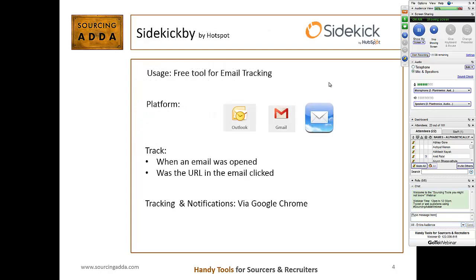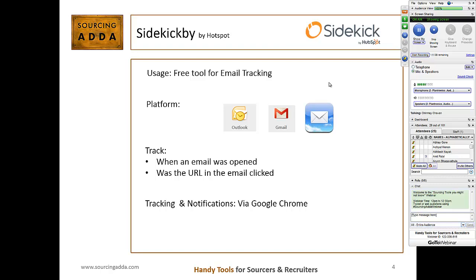So Sidekick, which is by HubSpot. It's a free tool for email tracking, and we'll see how we can track emails through this. This tool is available to be used on Outlook, Gmail, and Apple Mail. Normally when you send an email, we have a feature on Outlook called read receipt. But if you send it to some other email, sometimes we don't get that read receipt.